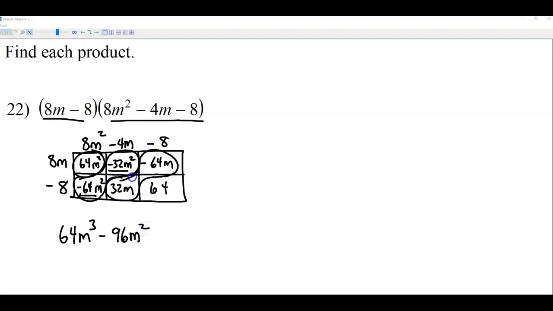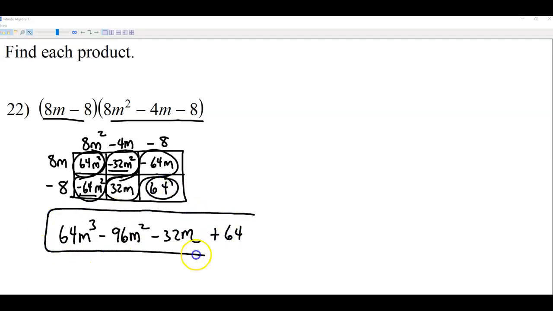Next we have these two. Those are both like terms. They're both m to the first power. So 32 take away 64 is negative 32m. And then finally we have a 64. Now these numbers are really big and unpleasant. I don't mind if you guys use a calculator to do your addition and subtraction. That would be completely fine with me. But this is our final answer.